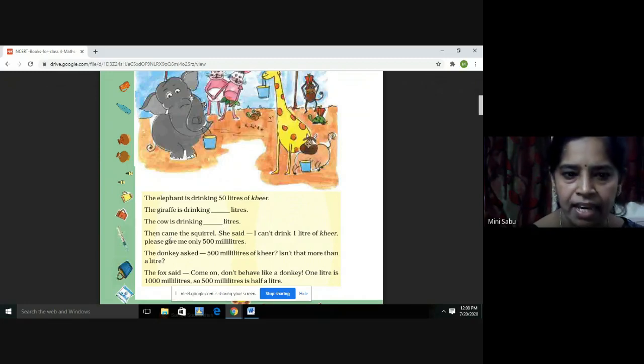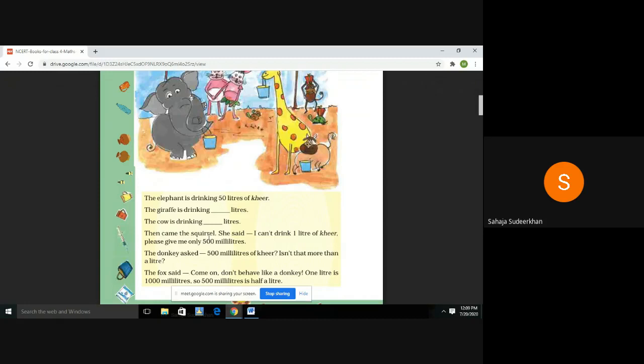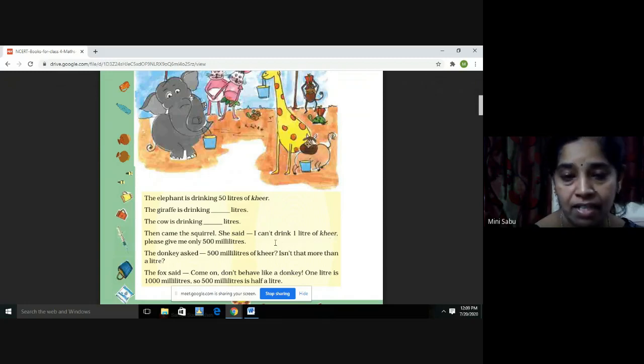Okay, then came the squirrel. Compared to these three animals, elephant, giraffe, and cow, what about the size of the squirrel? Squirrel is a very familiar animal. You can see, very small. Can a squirrel eat a lot or drink a lot? No, no. Very good. The squirrel said, I am not able to drink 1 liter of ghee. You know, 1 liter is too much. Please give me only 500 milliliters.